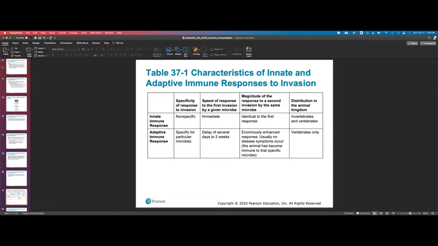The innate one is non-specific again, and it's a quicker response because it isn't trying to read or identify the particular kind of microbe and seeing specifically if you've encountered it before, and each time it encounters it, it will behave in the same way.